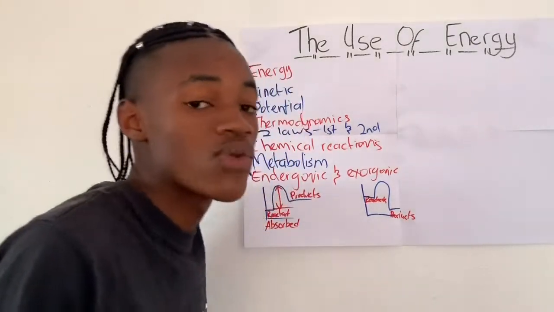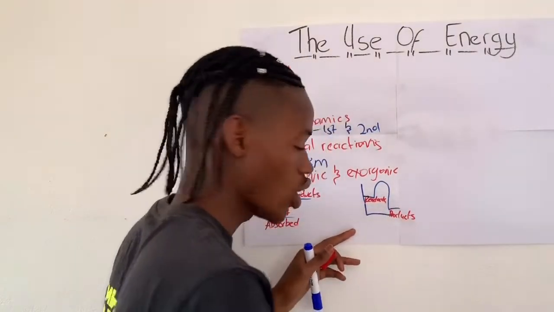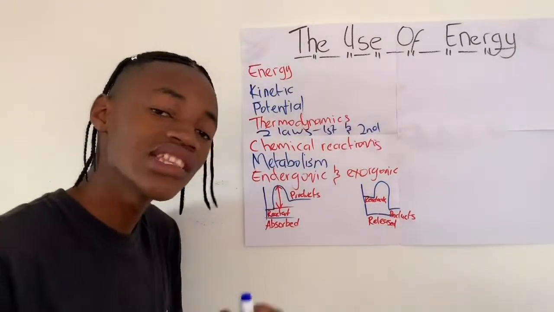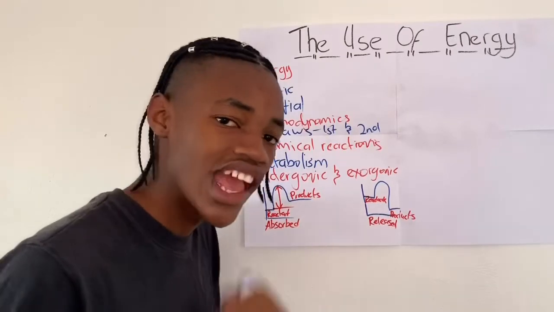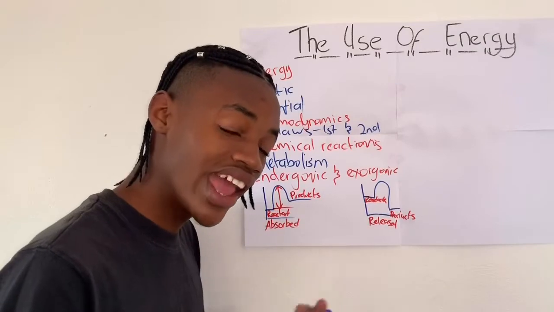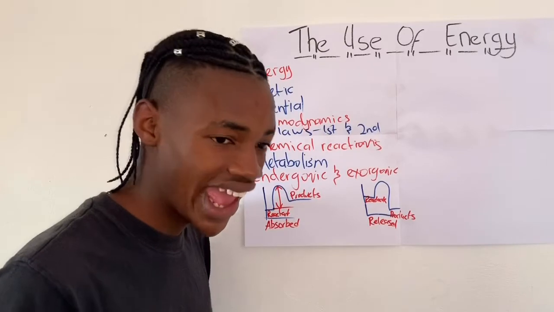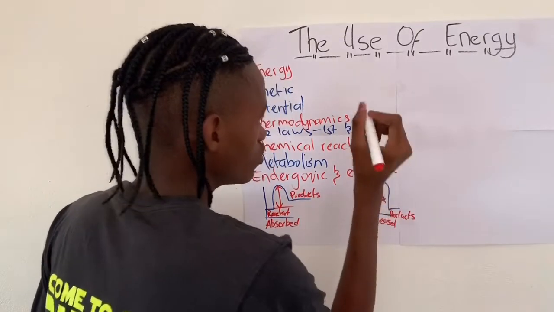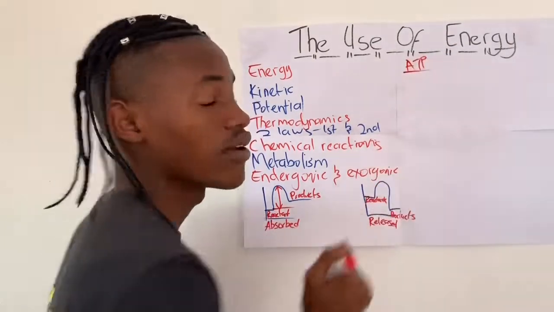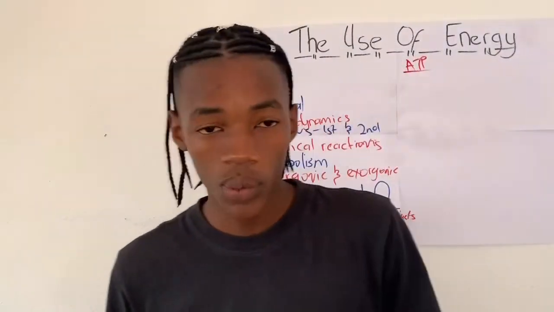So for the endergonic reaction, energy is absorbed because the products have more energy. And for the exergonic one, energy is released because the products have less energy than the reactants. The energy that is needed to kickstart this reaction comes from a molecule called ATP, which we are going to get into very soon. ATP is very important.